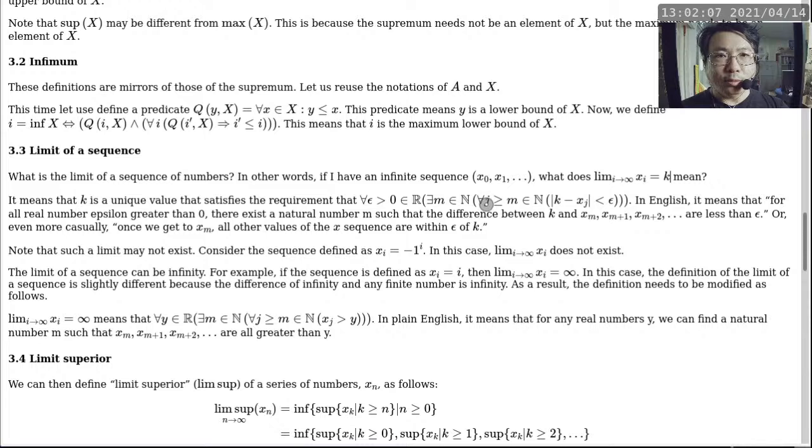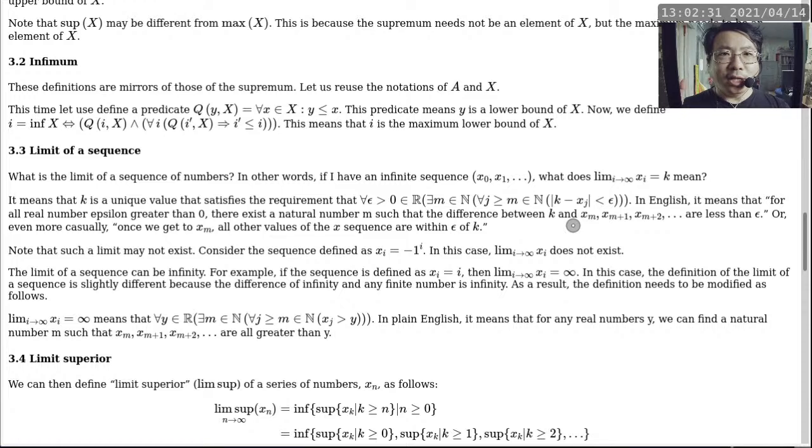Okay, so when you look at where j appears, j is appearing here only as a subscript of x. So what that means is we can find a point within the sequence, where everything including that point and onward, all of those values are within epsilon of k. That's all it's saying.